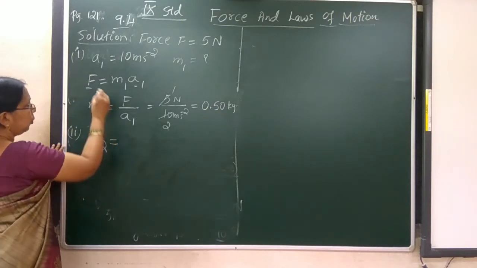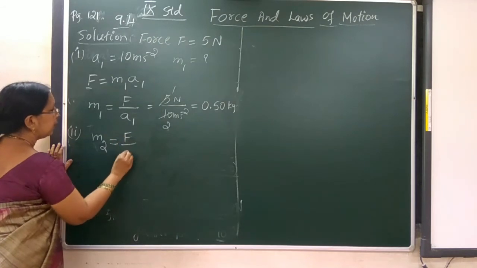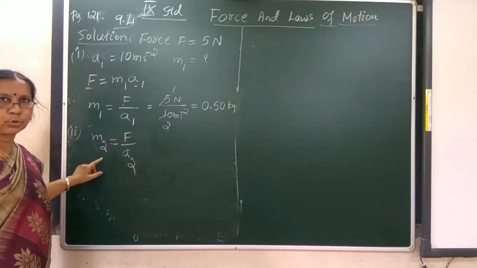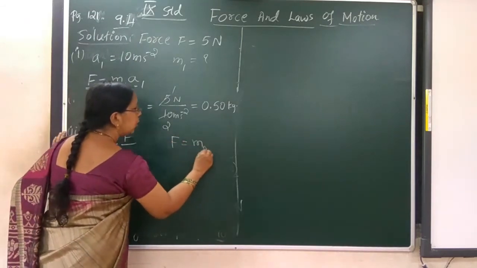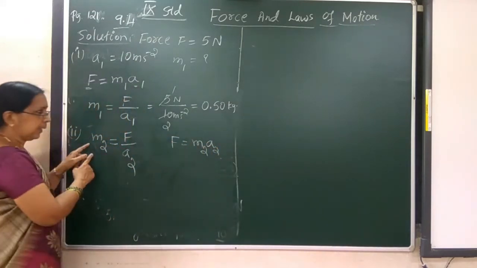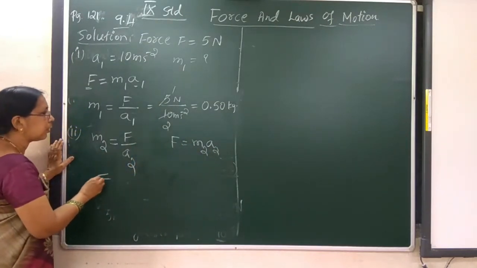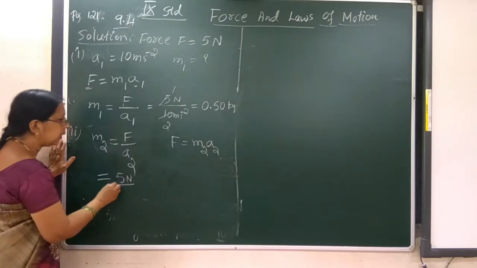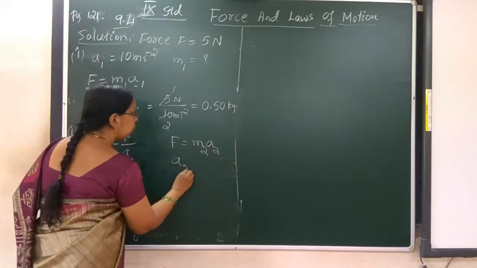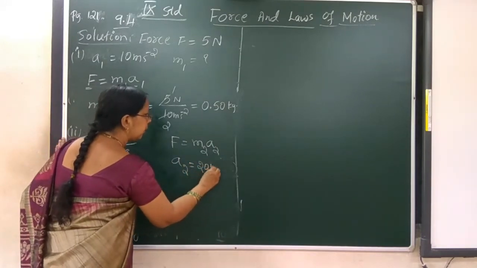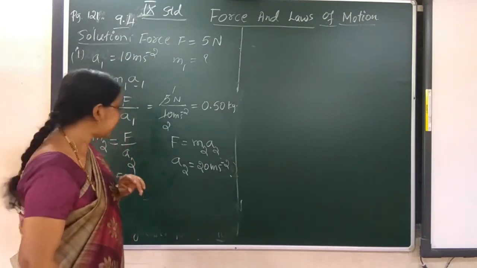m2 is equal to, same formula, F by a2. You know the formula, F is equal to m2 a2, means m2 is equal to F by a2. That is equal to F, 5 Newton, divided by a2. What is a2? a2 is equal to 20 meter per second square.